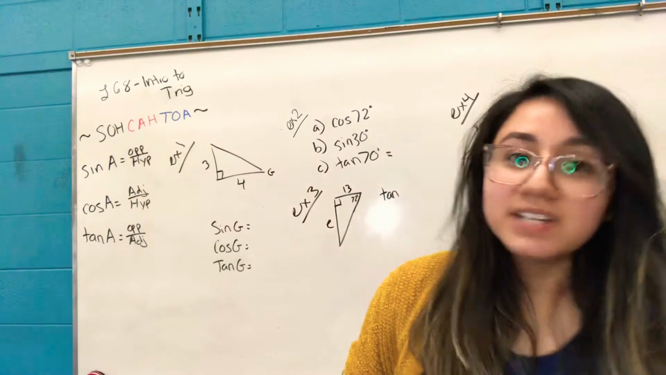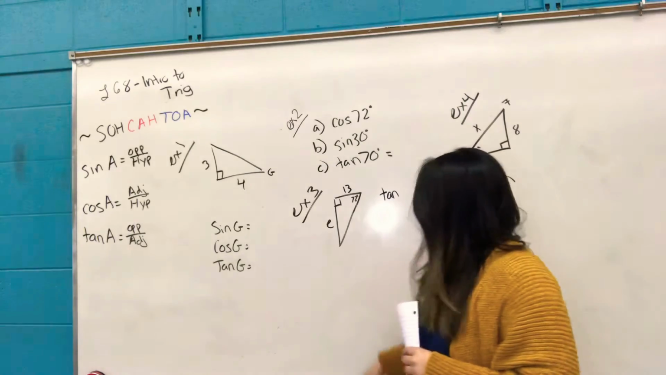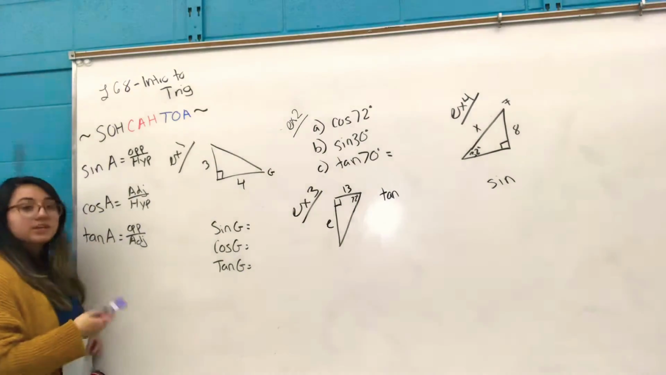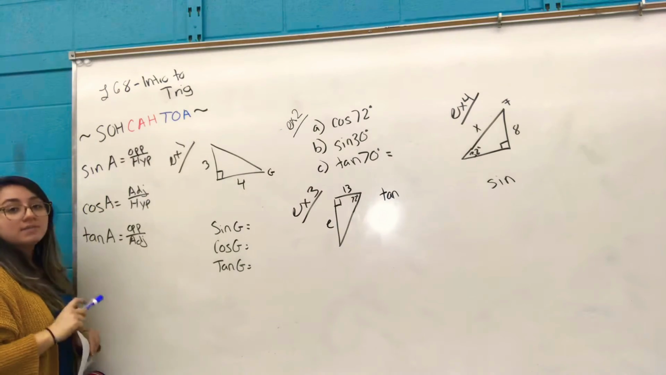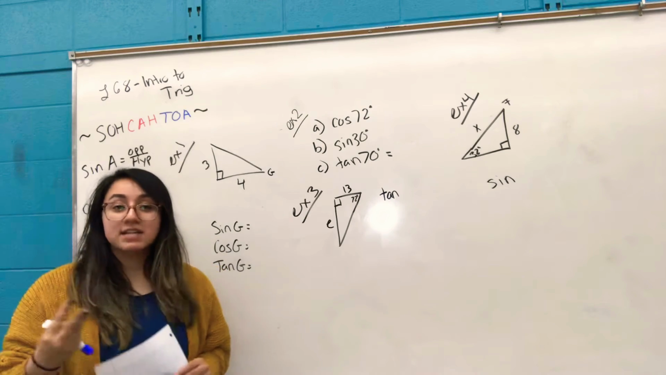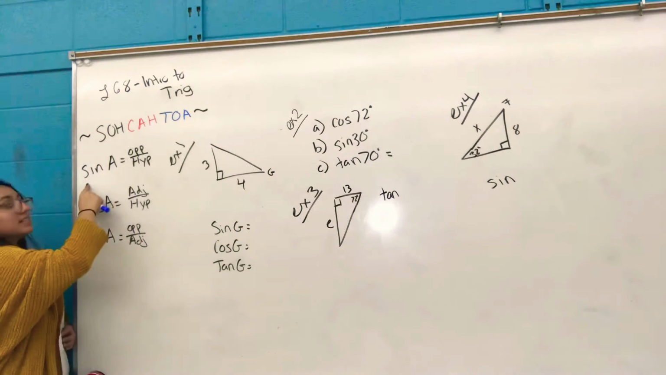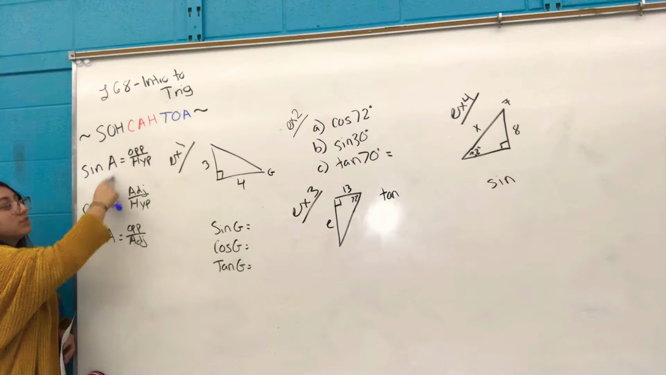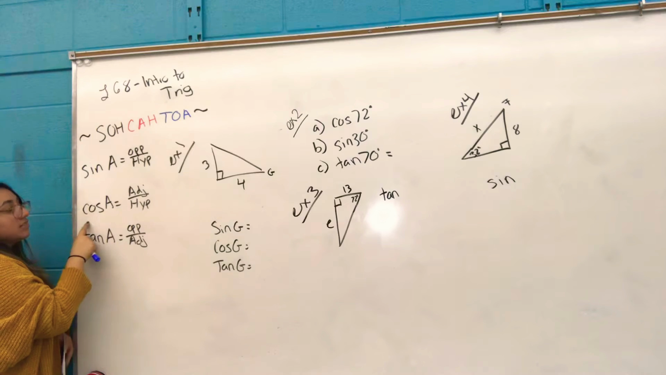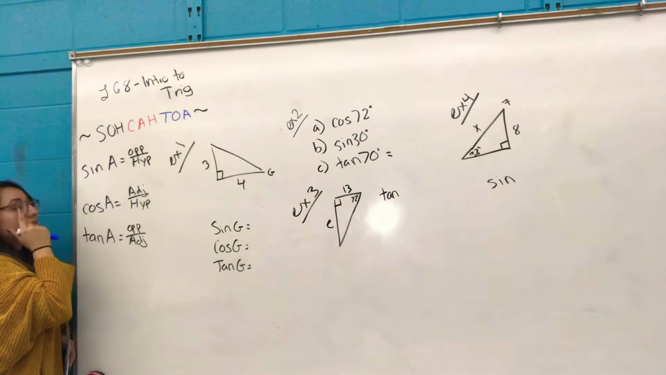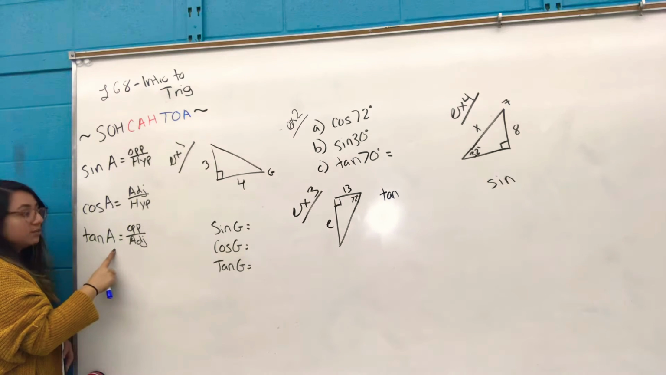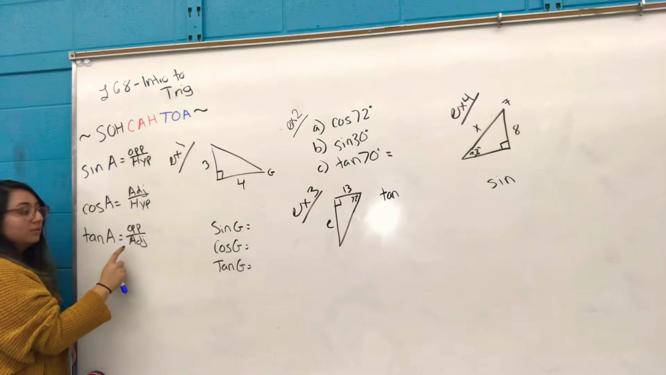Moving on to our next video, let's go ahead and learn about trig. This is the introduction to trig. I think of the word SOHCAHTOA, because now we're learning about the three main functions: sine, cosine, and tangent. SOHCAHTOA: the sine of an angle is equal to the opposite side over the hypotenuse. Cosine of an angle is equal to the adjacent side over the hypotenuse. And tangent of an angle is equal to the opposite side over adjacent.